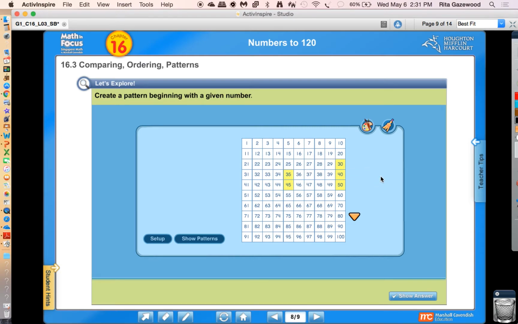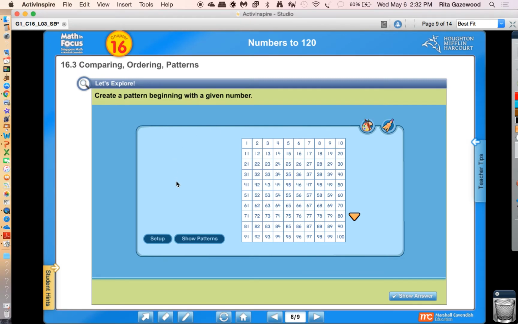Now there's a trick with counting back patterns. The way to check if you've done them correctly is to then go and count them forward and see if you did it correctly. So let's try that. 30, 35, 40, 45, 50. Did we do it correctly? We did. Excellent job.